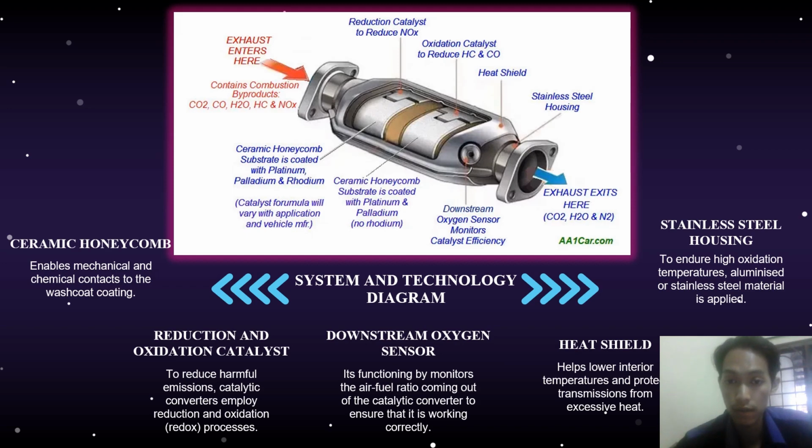Okay, then we go to the heat shield. A heat shield for the catalytic converter helps lower interior temperature and protects the transmission from excessive heat. Okay, then lastly, the stainless steel housing. The stainless steel housing functions by enduring high oxidation temperature.